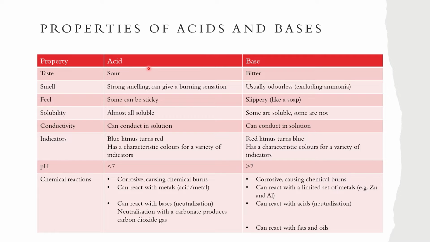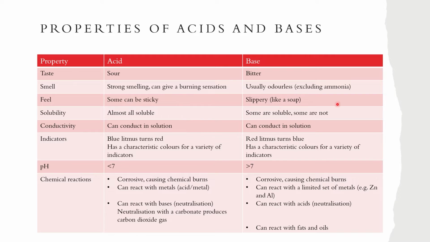A lot of the first properties are observational and have been known, or at least recorded to have been known, since the time of the ancient Greeks. They began to classify certain substances and found that there are a lot of substances that were sour in taste and bitter in taste, and were given names that were appropriate. Those sour substances were known to be strong smelling and give a burning sensation, and could also at times feel sticky, whereas bases were generally odorless and slippery like soap.